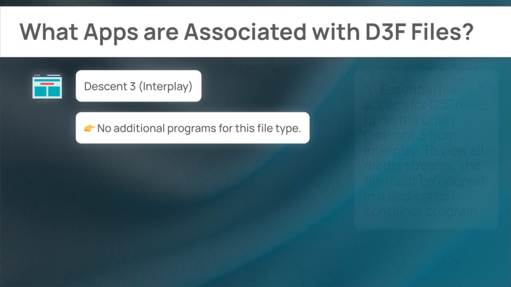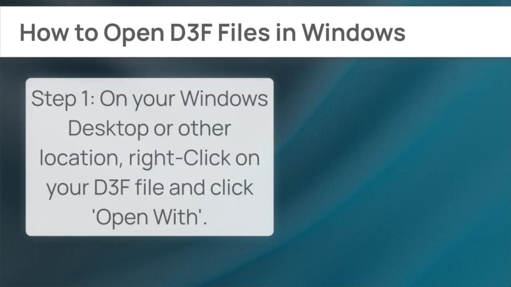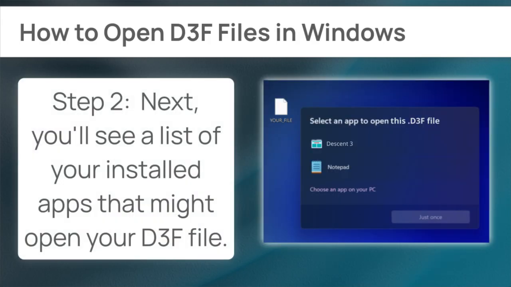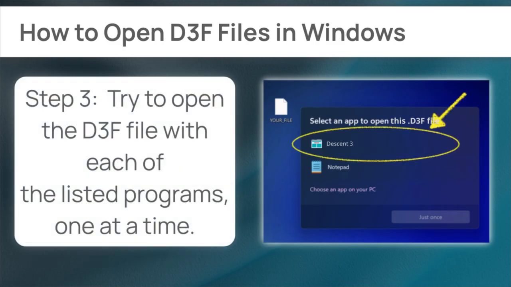To view all media streams, the file must be opened in a dedicated container program. Windows cannot inspect bundled game resources, so specialized extraction applications must be used. We are testing every installed program for file recognition. Right-click your D3F file and choose Open With. Test Descent 3 first. If it fails, select another application. The solution lies in finding the right reader.